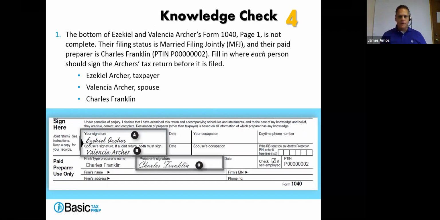That's the completed one where I was having you mark where it goes. Their signature, really their date should have been there. Valencia's signature, the date. Charles Franklin, he'd type his name there and then sign. He'd put the date there. If he's self-employed, if he's working for someone else, he wouldn't, but his PTIN number would be right there.